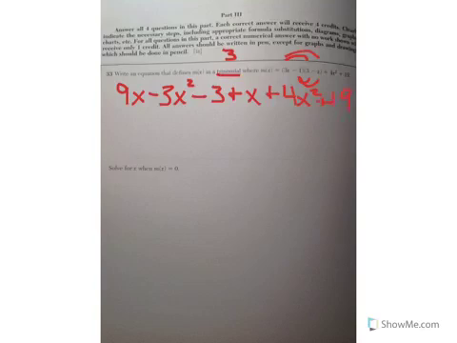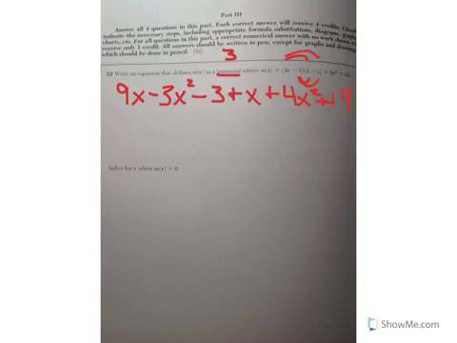Okay, what you have to do first is double distribute. So when you double distribute, you'll end up with 9x minus 3x squared minus 3 plus x. And then we can't forget about what we originally had, the plus 4x squared plus 19. Sorry, it's so sloppy. Okay, now what we can do is combine like terms.